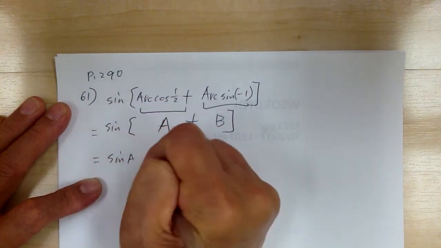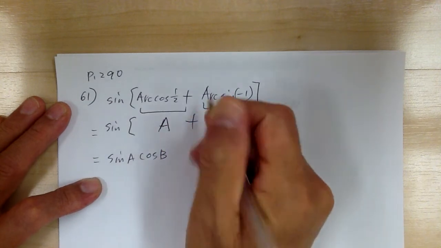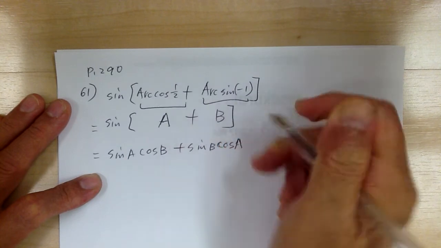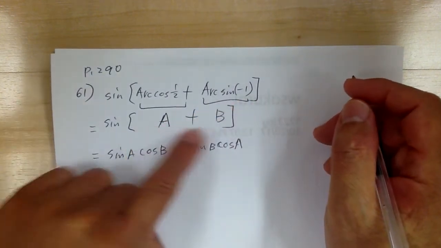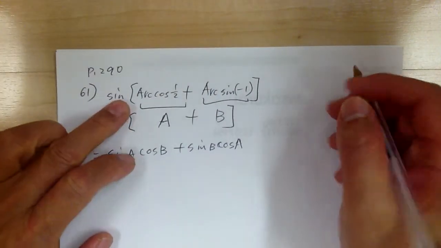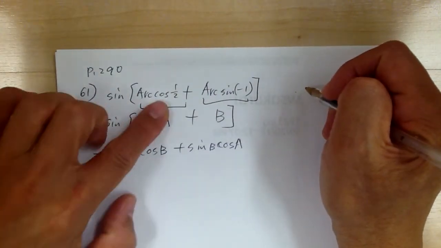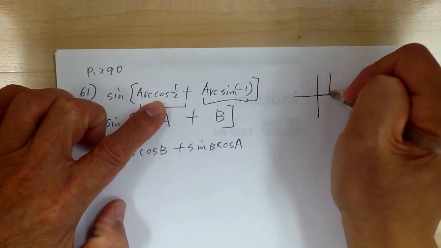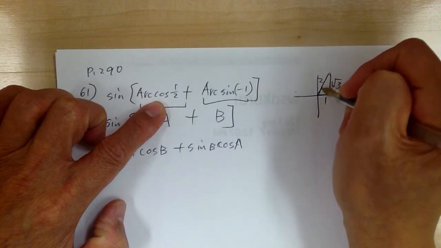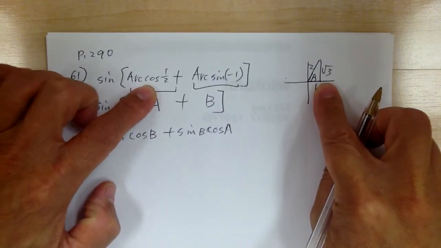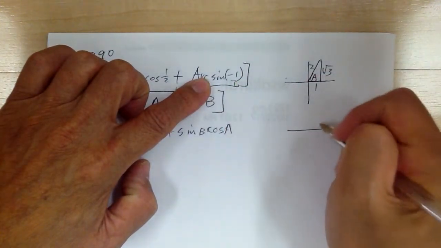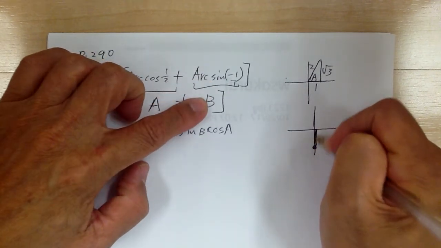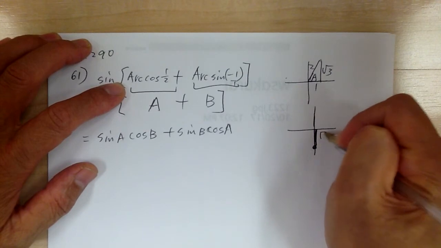So this is equal to sine A cosine B plus sine B cosine A. So now you need to get two triangles. You need to get triangle A and triangle B. Okay. So let's go and do it over here. So for the triangle A is arc cosine of 1/2. So it's going to be 1, 2, square root of 3, and this is going to be the angle A. Okay, for the B, put it over here. So its sine is -1, so it's going to be right over here. Okay, so this is your B.